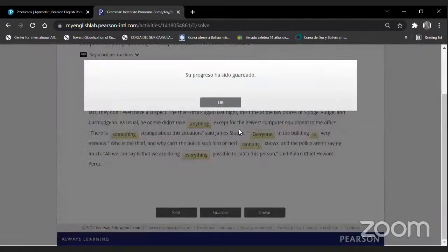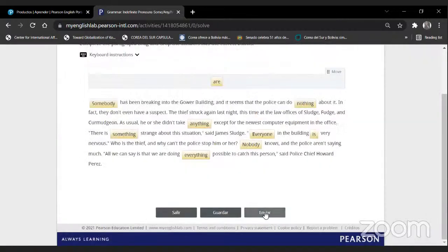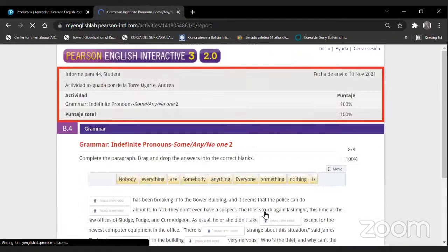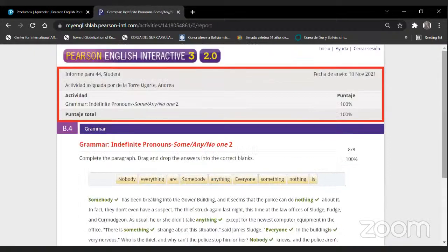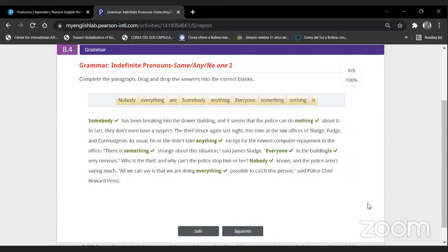Okay, so let's see. Perfect. Yes, you were getting confused with is and are, right? But yes, all of these are going to be like third person.